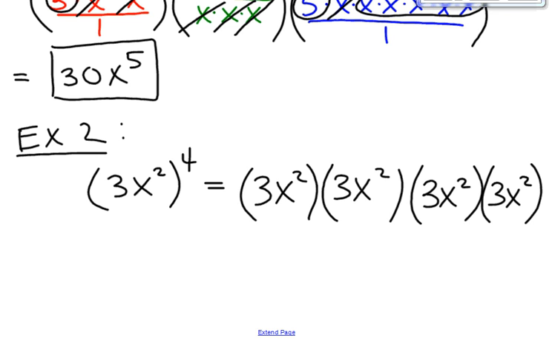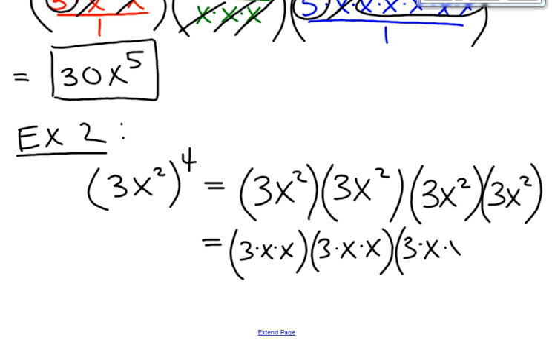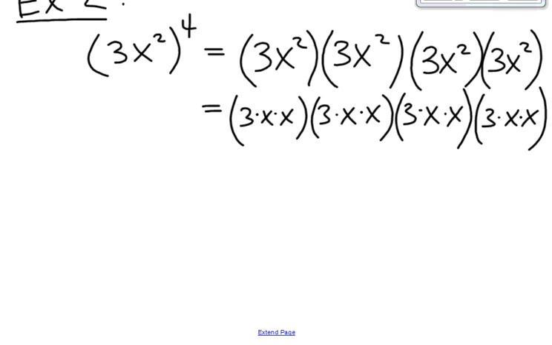Then we can break this down even further, because 3x squared is 3 times x times x. So I'm going to do this again. I know this process is tedious, but I want you to do this for now. Later we'll learn a shorter way to do things. Then you can see that I want to multiply just my regular numbers together. So 3 times 3 times 3 times 3. So that's 3 to the 4th.